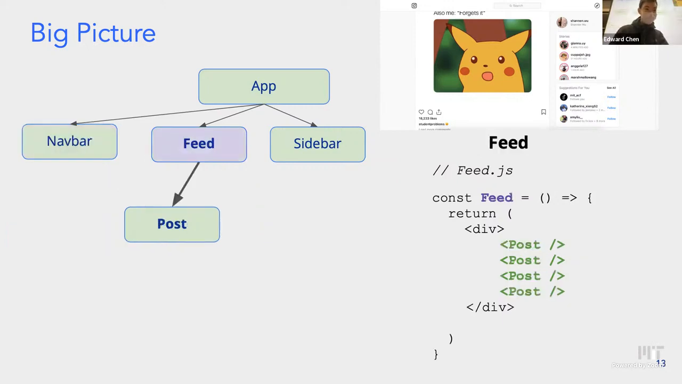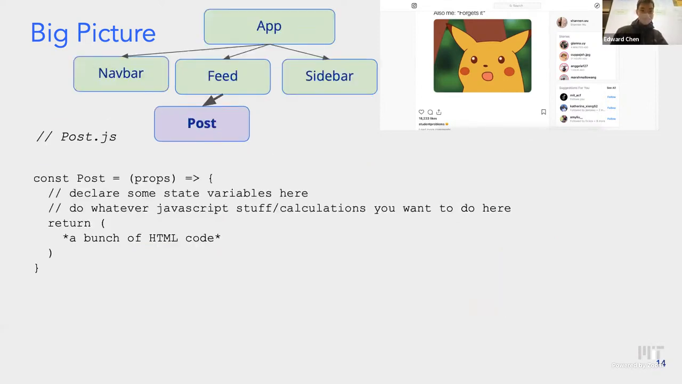And then finally in the feed, we know that we have a ton of posts, so we would return a bunch of posts. And we can define posts in their own file. It might look something like this. We define them as a constant. You take in a prop or multiple props as inputs. You can do whatever sort of JavaScript stuff that you want to, and then return HTML code that you'll be displaying.